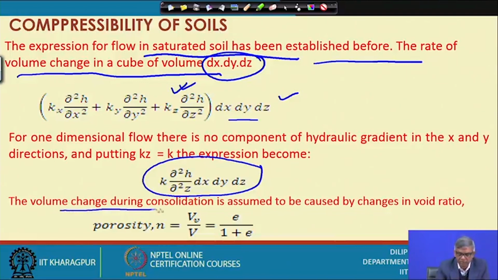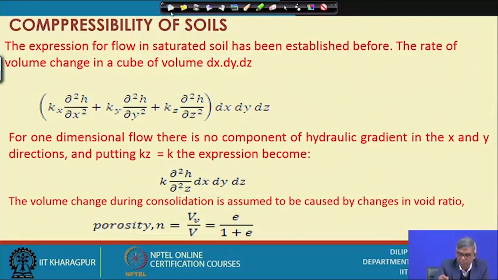Now, volume change during consolidation is assumed to be caused by change in void ratio. So, the porosity I can consider n equal to Vv by V, and it can again be expressed as e by 1 plus e. Since the volume change is based on change of void ratio, I will try to correlate.